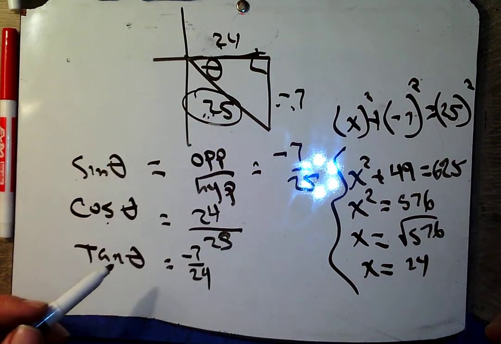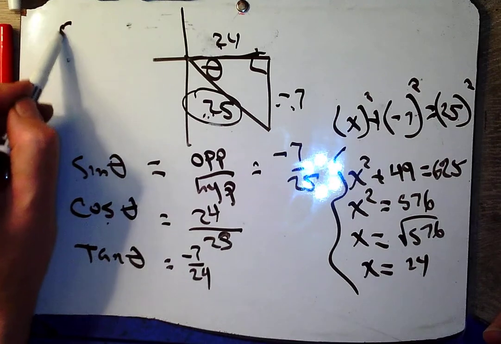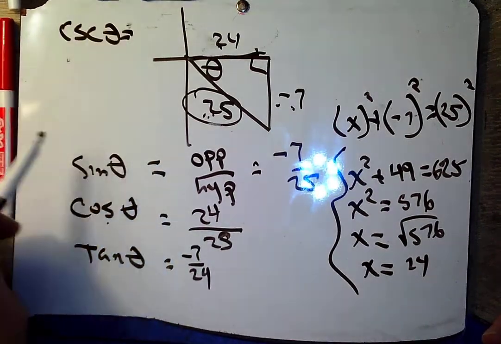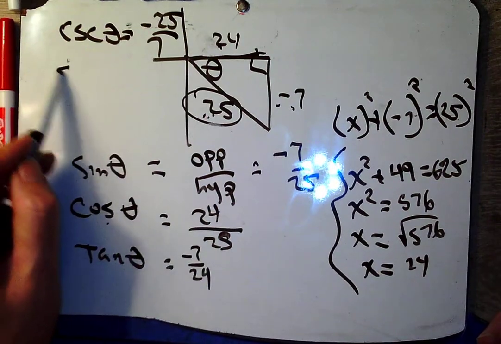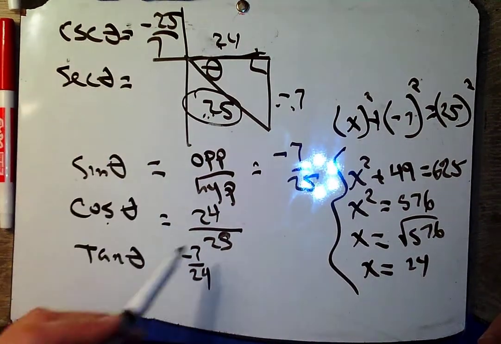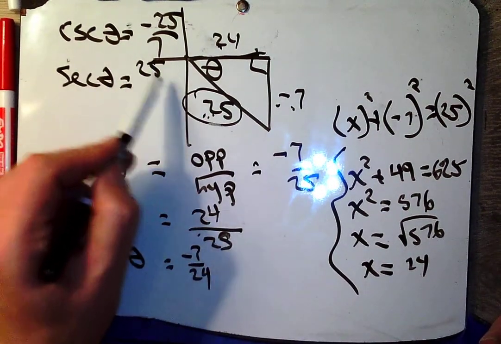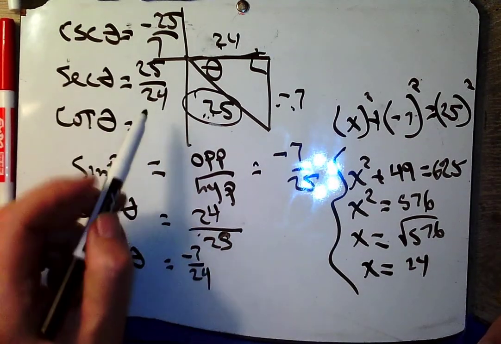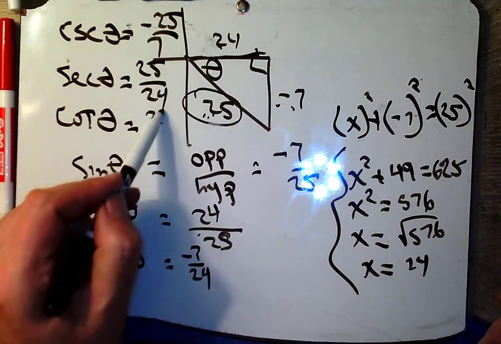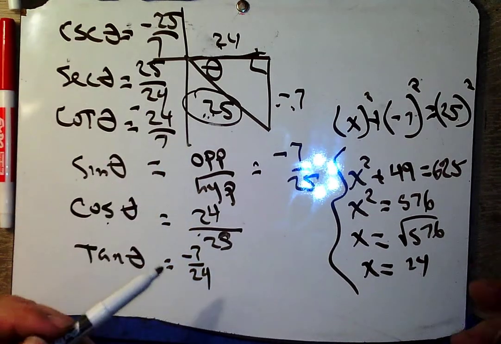And now what about the other 3? Well, cosecant is the reciprocal of sine, -25 over 7. And secant is the reciprocal of cosine, 25 over 24. And cotangent is going to be the reciprocal of tangent, 24 over 7, and don't drop that negative.